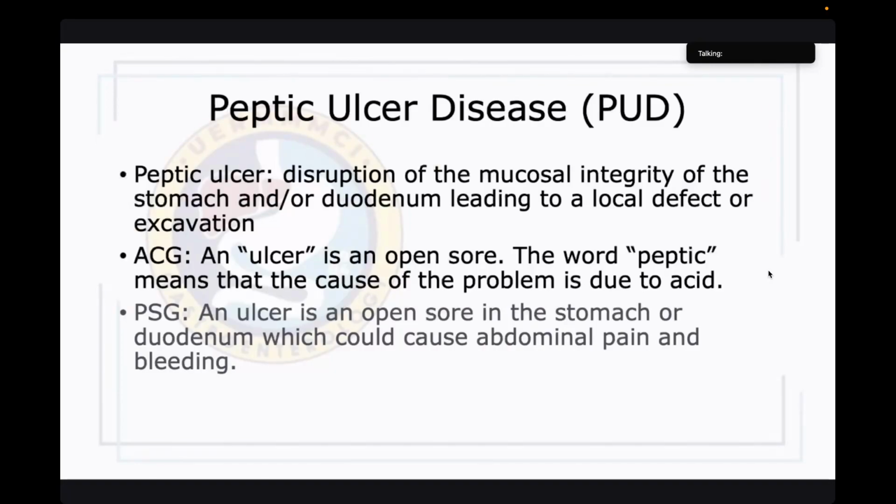Peptic ulcer is defined in Harrison's as disruption of the mucosal integrity of the stomach and or duodenum, leading to a local defect or excavation due to active inflammation. According to the American College of Gastroenterology, an ulcer is an open sore, and the word peptic means that the cause of the problem is due to acid. And locally, the Philippine Society of Gastroenterology defines ulcer as an open sore in the stomach or duodenum which could cause abdominal pain and bleeding.